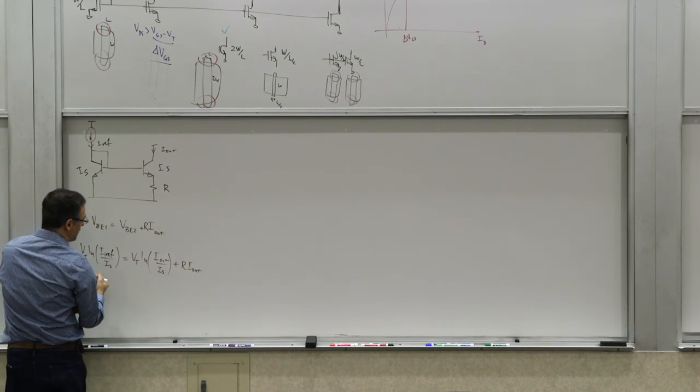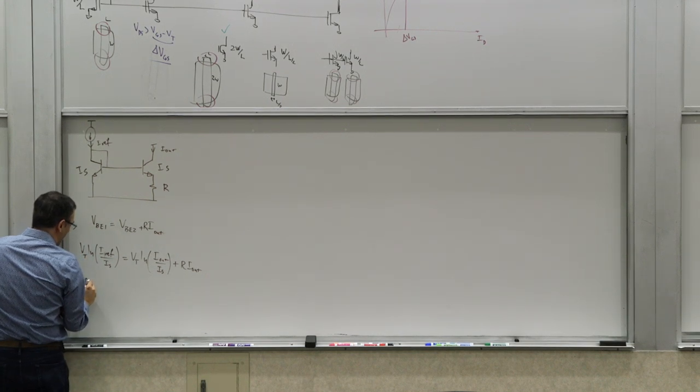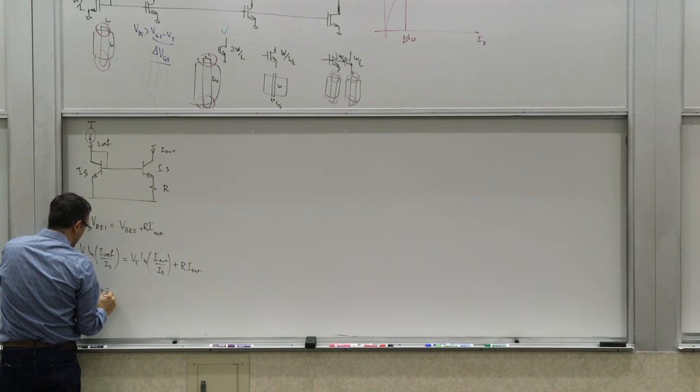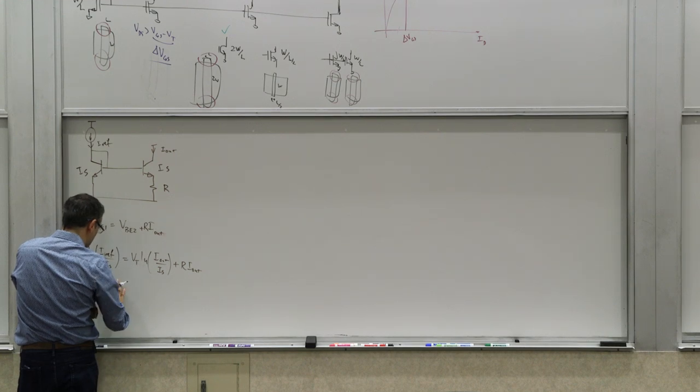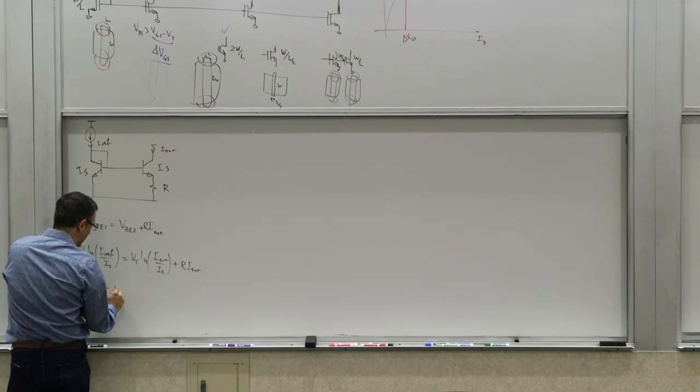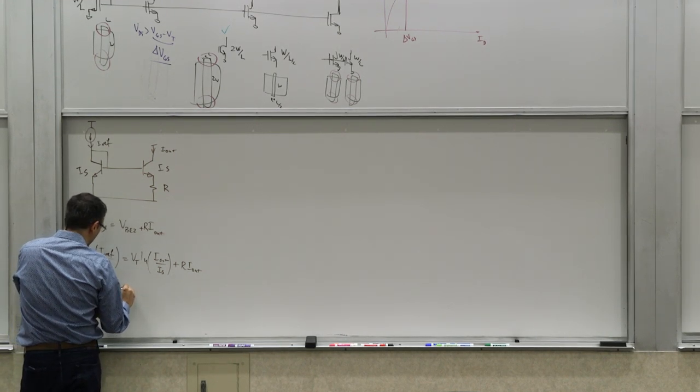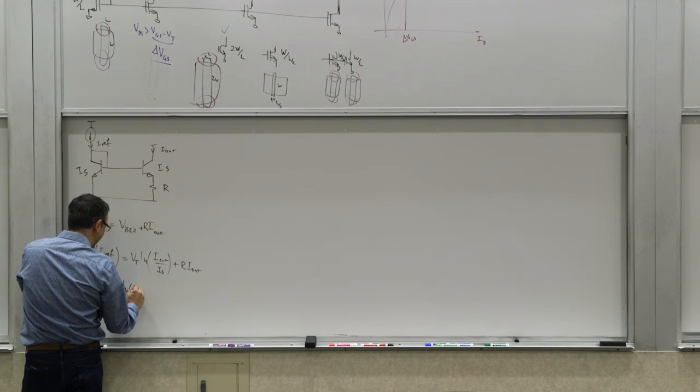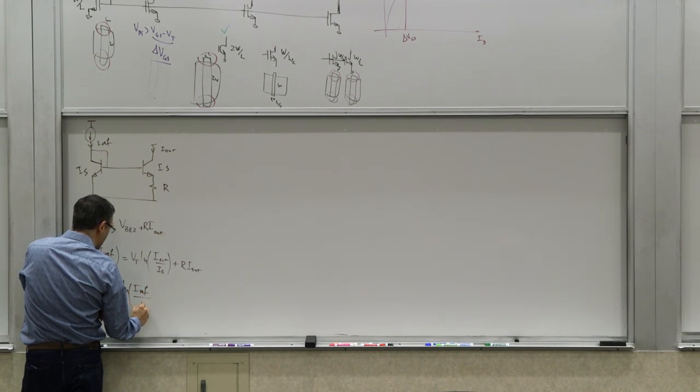So you can move one of these to the other side. You can basically say R Iout equals VT. If you move this to the other side, you have the difference of two logs, so basically you divide the arguments. The ISs cancel. You have IREF divided by Iout.